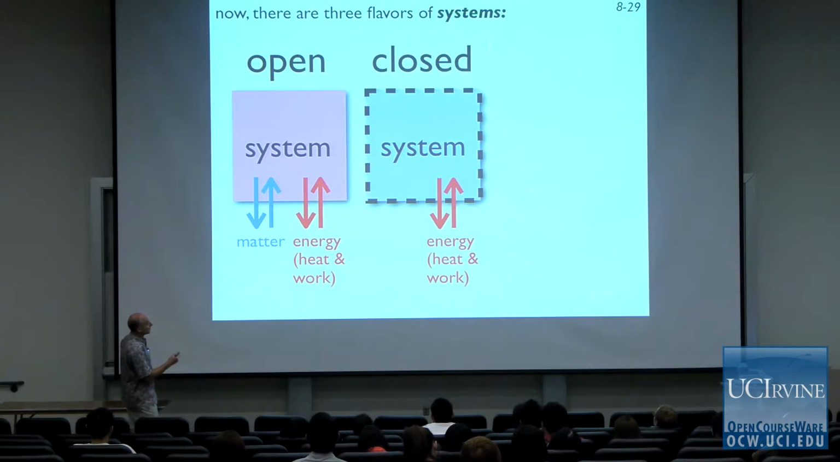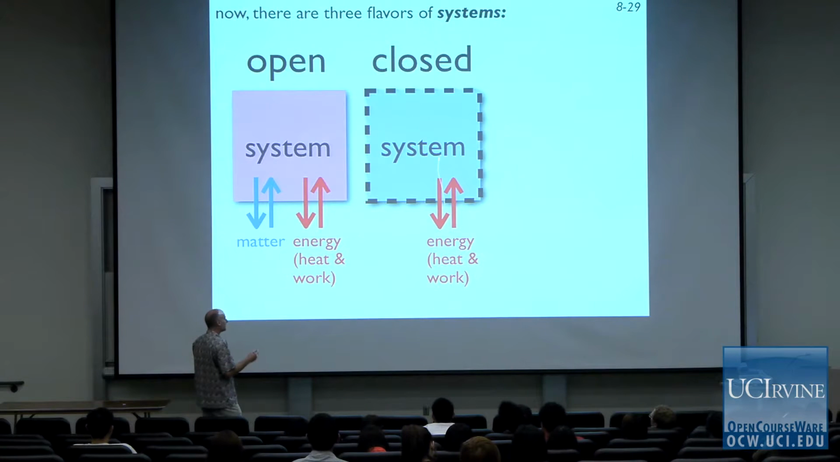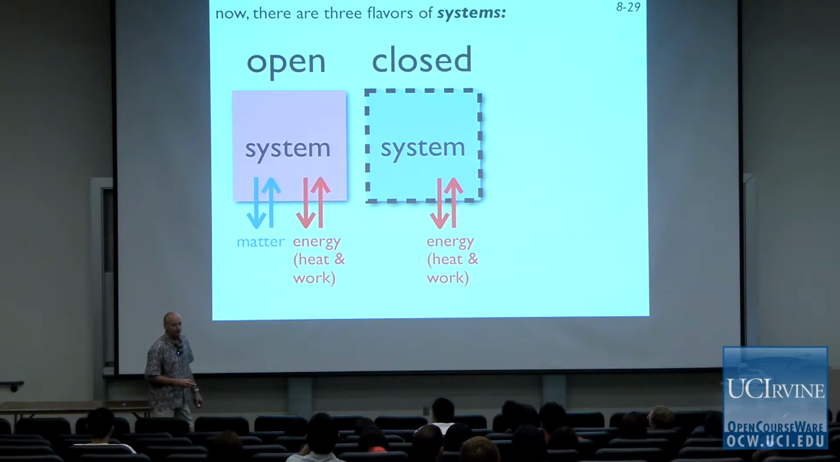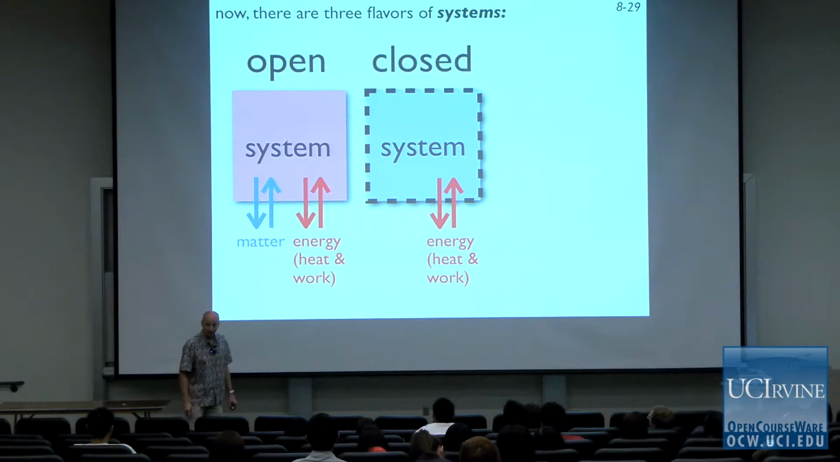There's a closed system where matter can't move but heat and energy can. Energy in the form of heat and work can flow in and out of the system. That's what I mean by this dashed line here. It's not going to allow matter to move in and out, but heat and work can move in and out.